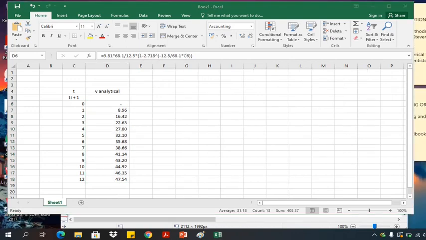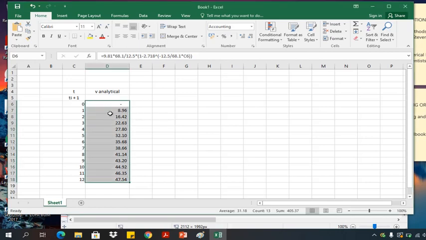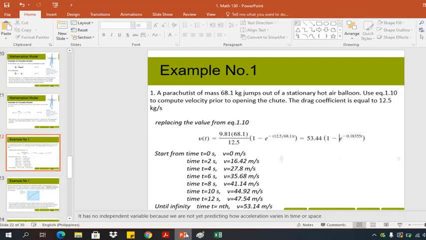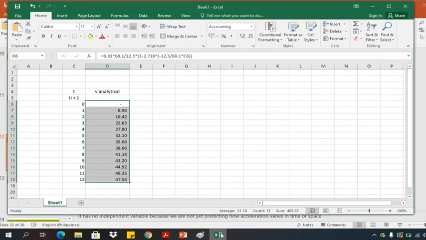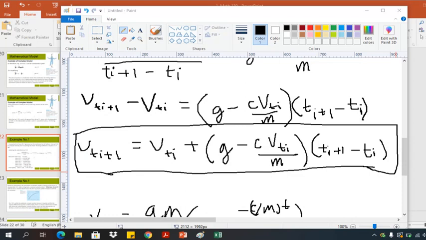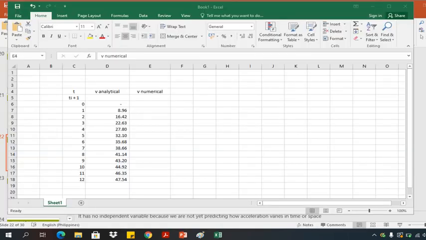So there you go, that is the value of velocity using the analytical or exact method. Check time t. The interval in the book is every 2 seconds, for example, while ours is every 1 second. So now we'll be using this equation for the numerical methods. Let's go back to the Excel file.